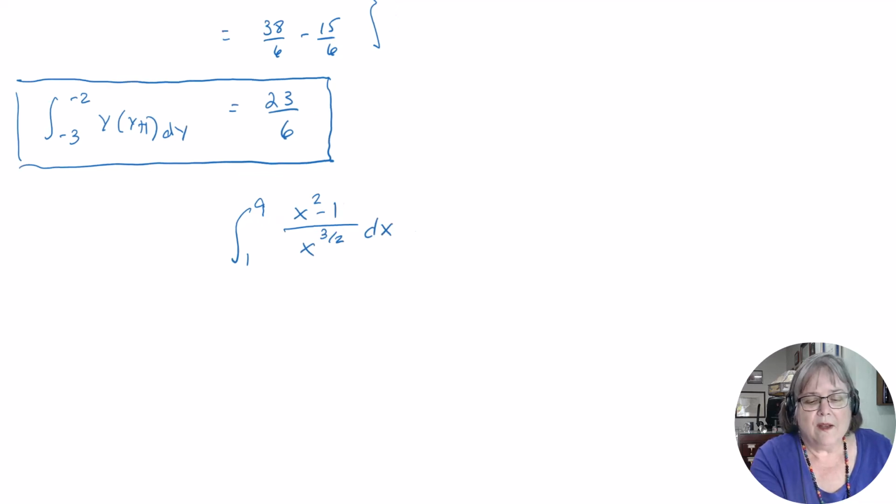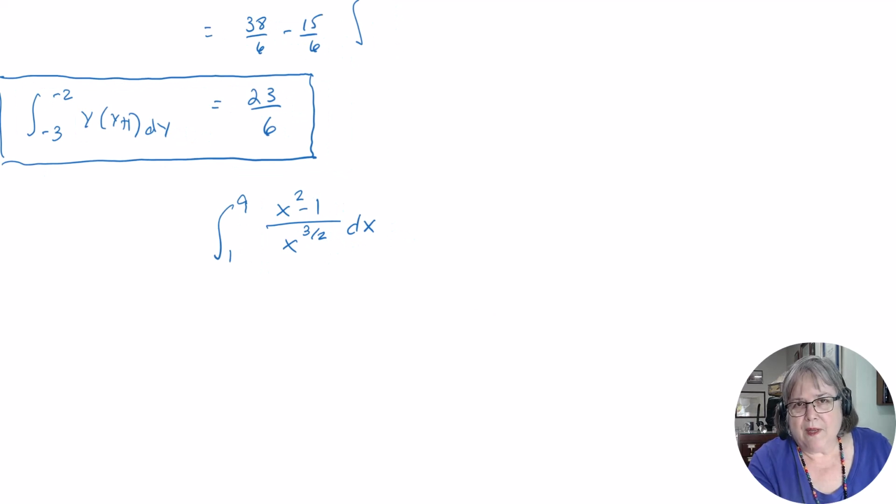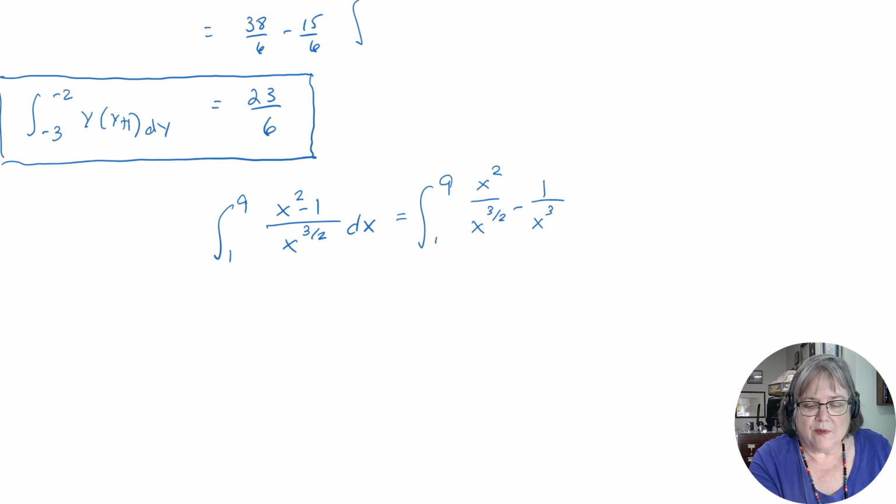All right. Now, this one, because it's a monomial on the bottom, and that means there's just one term, you can split it up and say this is x squared over x to the 3/2 minus 1 over x to the 3/2 dx.